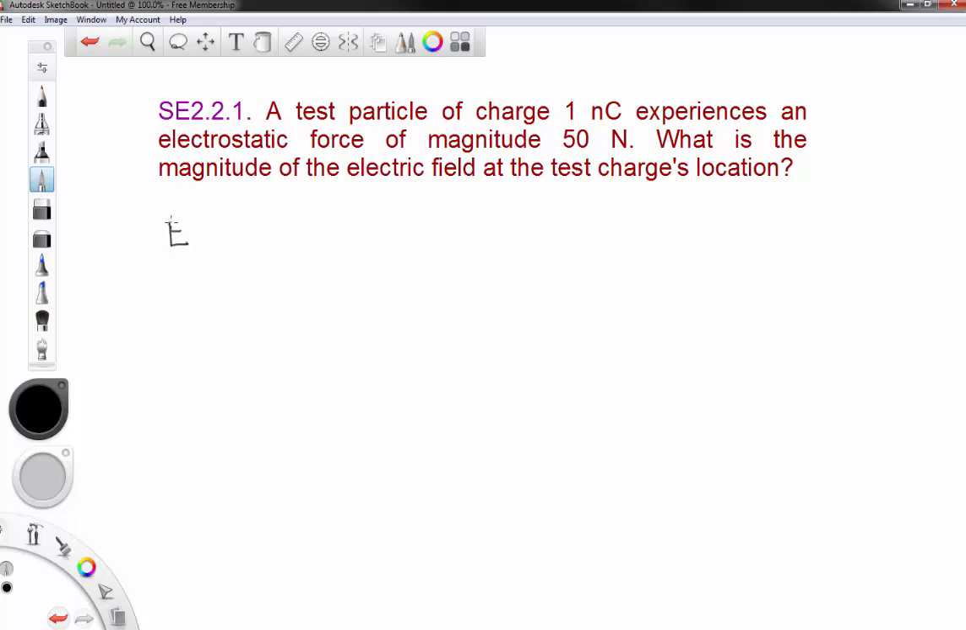E is the field strength, with no vectors, the magnitude of the field. It is basically the magnitude of the force divided by the charge on the test charge. So that is 50 newtons divided by 1 times 10 to the minus 9 coulomb. A nanocoulomb is the same as 1 times 10 to the minus 9 coulombs. So this is 5 times 10 to the 10 newtons per coulomb.